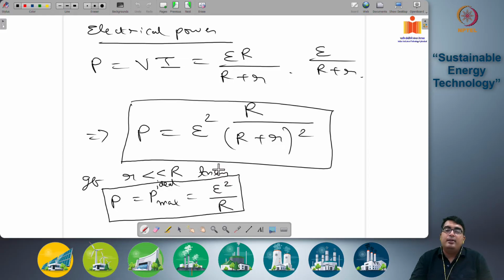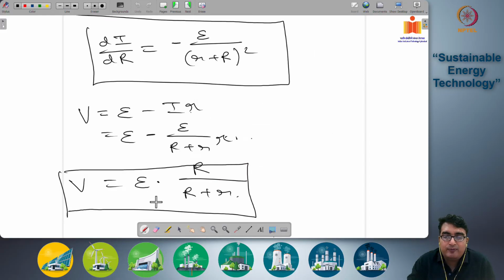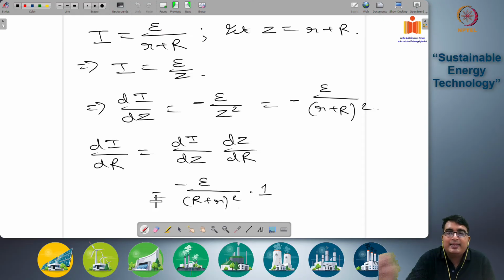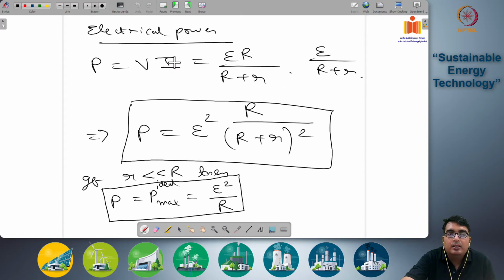So then, using this expression for voltage and this expression for current, you can get the power, which is voltage into current, which is epsilon into capital R by capital R plus small r into epsilon by capital R plus small r. This is the voltage value, this is the current value. So the power is proportional to the EMF square into capital R by total resistance whole square. This is the expression for power at any given point. Okay.